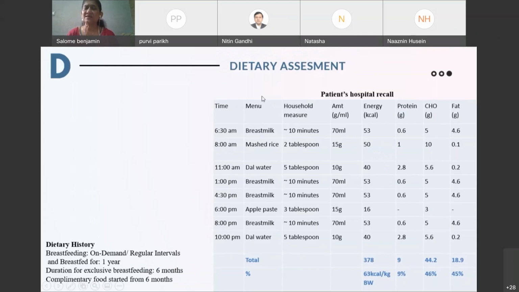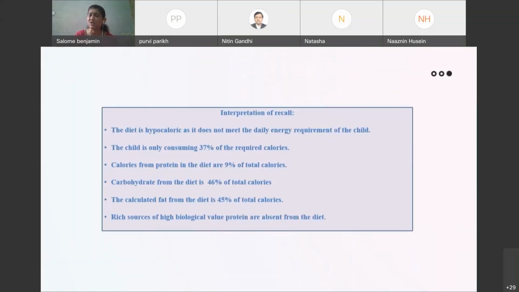Now assessment is done. Breastfeeding is done only 10 minutes, maybe the mother is also malnourished, only 70 ml, and then total energy consumption is 378. So on demand at regular intervals, this child was breastfed for 1 year, and complementary feed was started from 6 months. So that's a good interpretation or history.